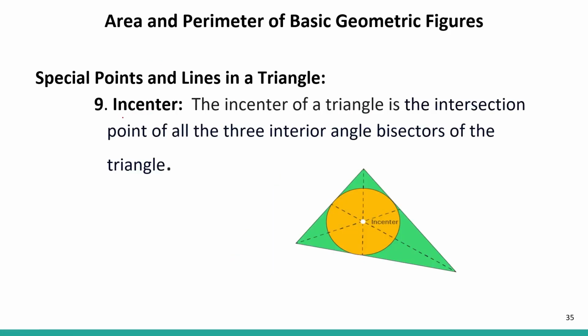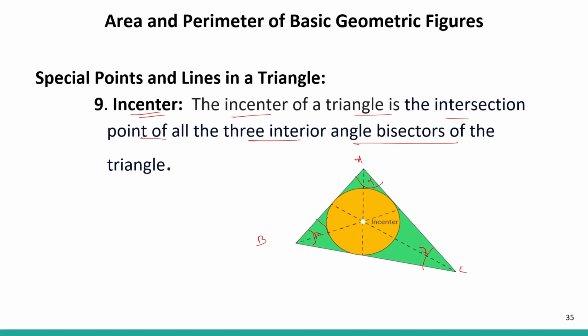So let's see what the incenter is. The incenter of a triangle is the intersection point of all three interior angle bisectors. You know what an angle bisector is. Let's denote the triangle by ABC, and let this angle be alpha, this be beta, and this be gamma. What is an angle bisector? A line that bisects that angle.